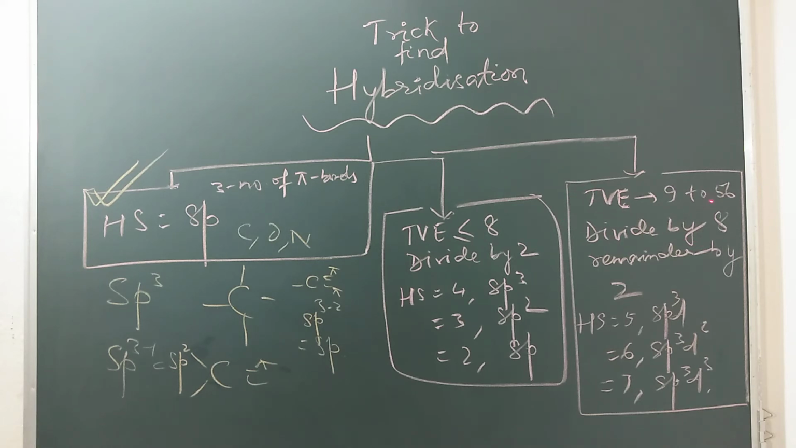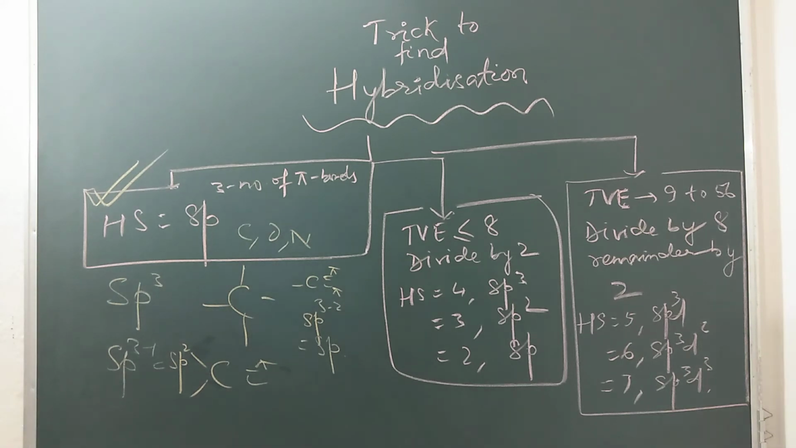In the case of 9 to 56, what you have to do is divide by 8, and if there is a remainder, you have to divide by 2. If the hybrid state comes in the range of 2, then it is sp. If it is 3, then it is sp2. If it is 4, then sp3. If it is 5, then sp3d. If it is 6, then sp3d2. And if it is 7, it is sp3d3, which is a rare type of hybridization.